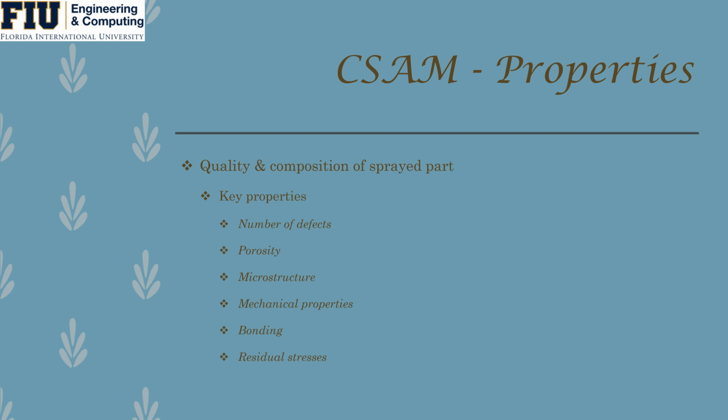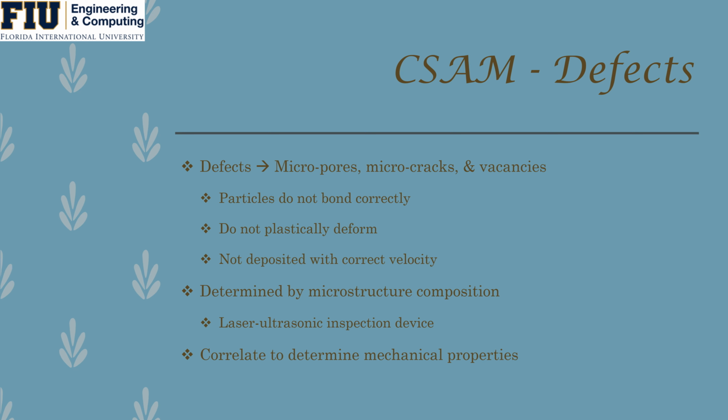The quality and composition of a sprayed part has a number of key properties associated with it, such as the number of defects, the microstructure composition, as well as the overall mechanical properties of this part. These defects come in ways of micropores, microcracks, and vacancies due to particles not bonding correctly, not plastically deforming enough, and not being deposited with the correct velocity. This all can be determined by its microstructure composition, as well as researchers are using laser ultrasonic inspection devices to also see these defects. This all correlates with determining the mechanical properties.